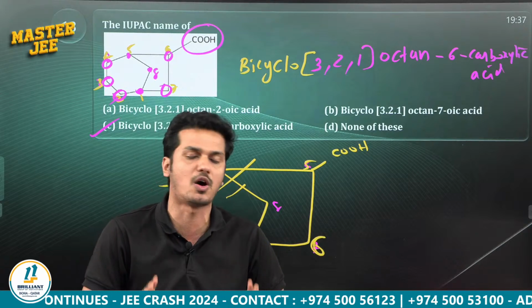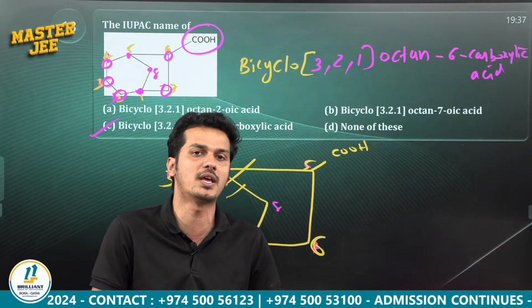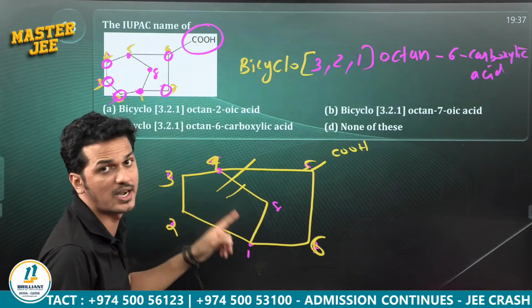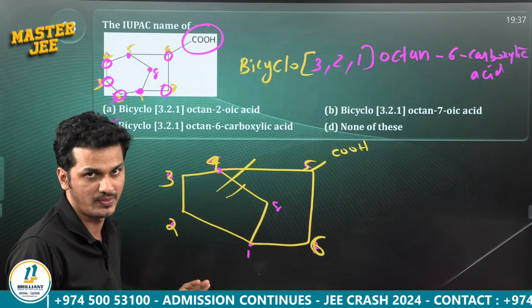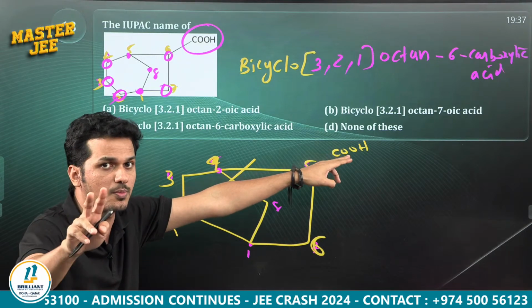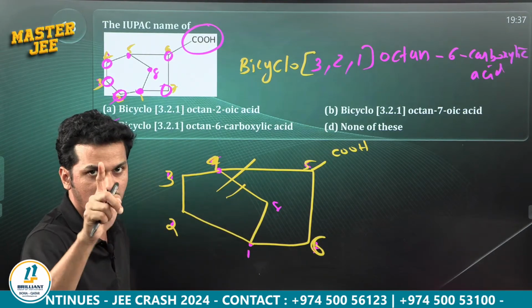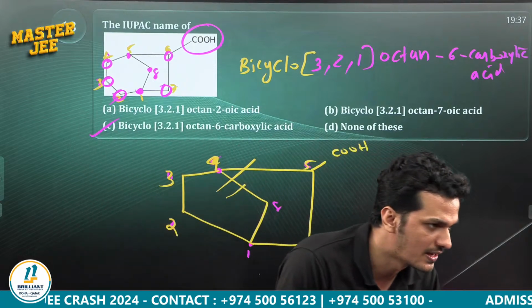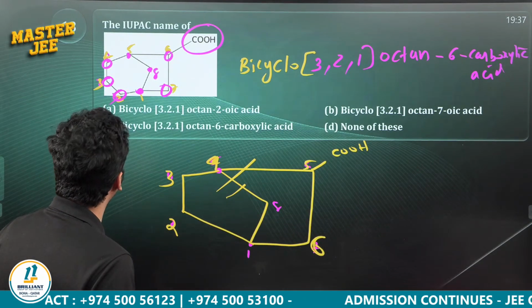So whenever you are numbering a bicyclic compound, you have to start from any of the bridgeheads and in such a way that your branch should get the minimum number. Even though COOH has the highest priority, we have to count towards the more number of carbon containing ring. Don't forget it. I hope the idea is clear. Ready? Yes, Karthik, yes, C is the correct one. Okay, nice. So we can move to the next question.